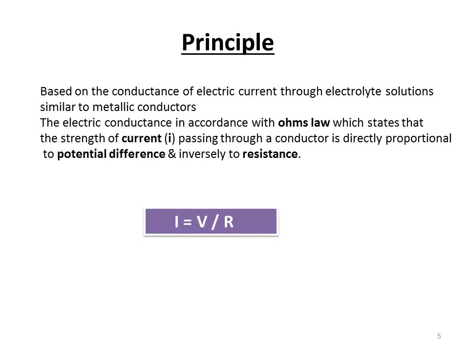The principle is based on the conductance of electric current through electrolyte solutions, similar to metallic conductors. The electric conductance is in accordance with Ohm's law, which states that the strength of current I passing through a conductor is directly proportional to potential difference V and inversely proportional to resistance R. The formula is I is equal to V over R.